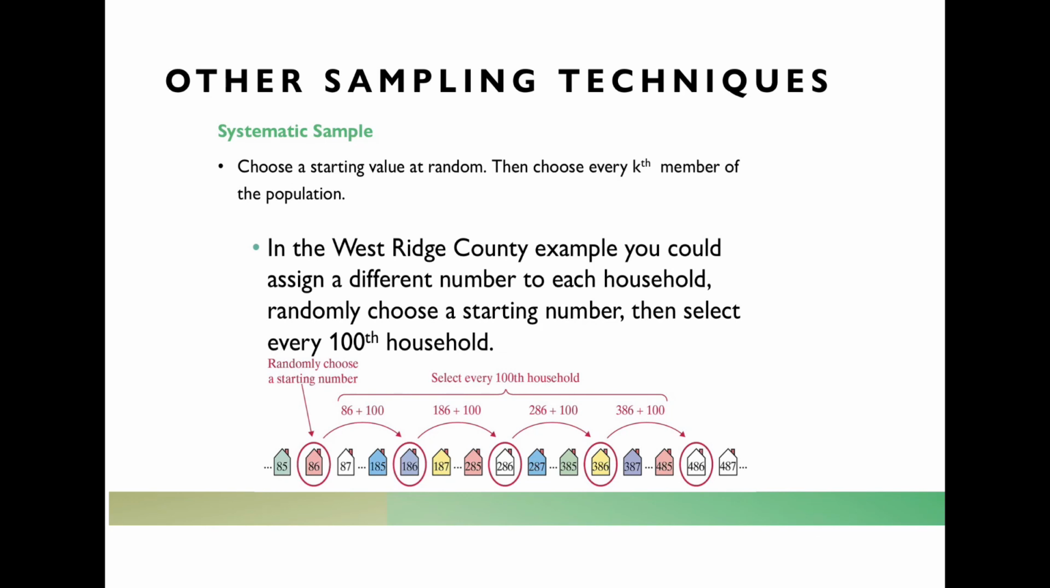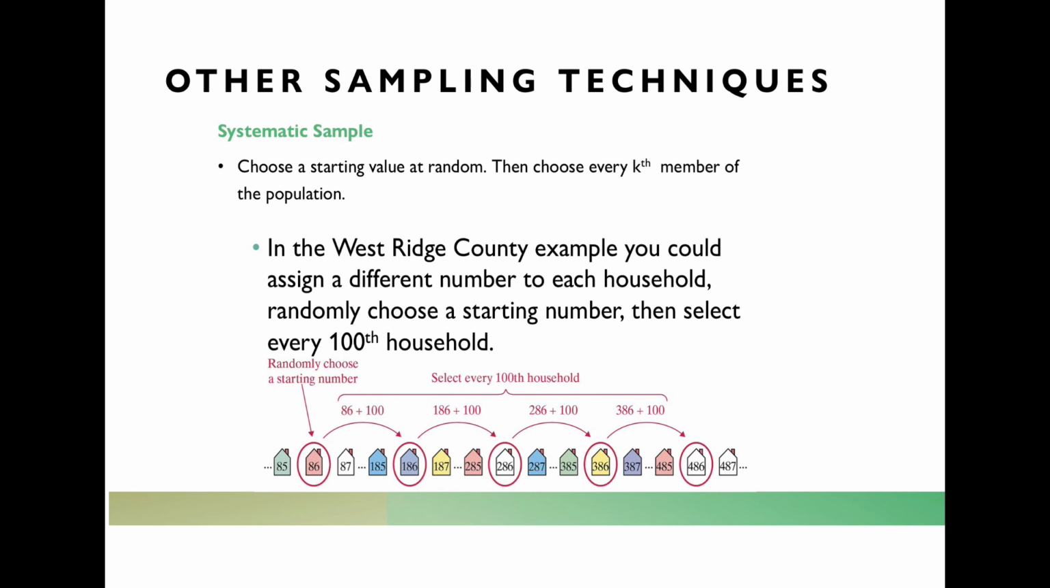Another sampling technique is a systematic sample. We start at a random value, and then we choose every kth member from the population from that starting point. So in the West Ridge County, you could assign different numbers to every household, and then randomly choose a starting number, and then start from there, go with every 100th one after that. So if we start at the 86th one that we randomly select, we could go to every 100th after that. Each of those being a part of my sample.